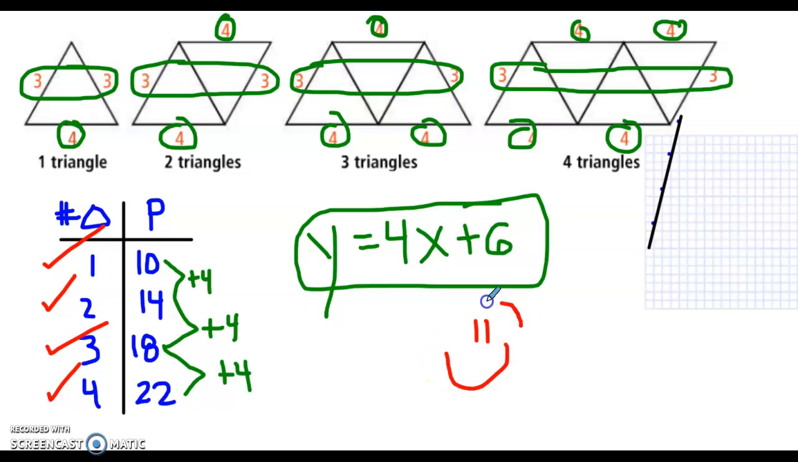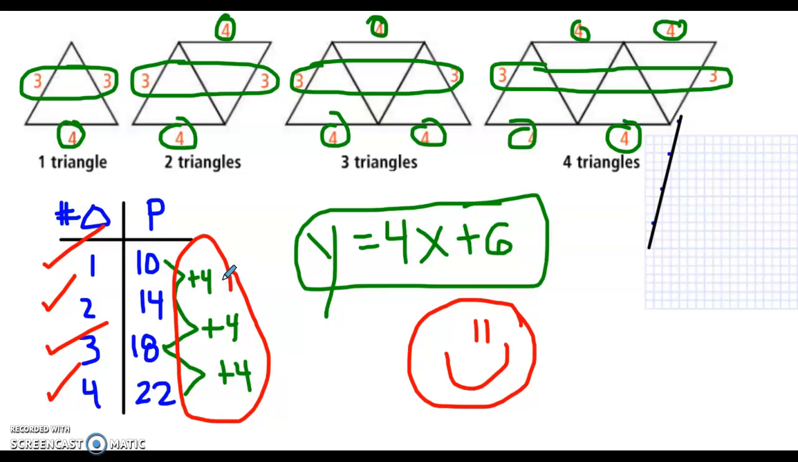So again, you can see that this is linear because the equation is in the form y equals mx plus b. The table has a constant increase, always adding by the same amount. And when you graph the points, they make a line.